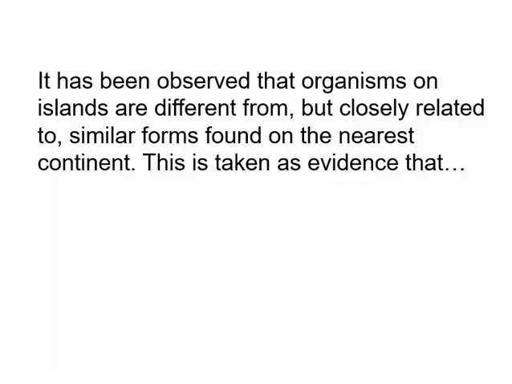All right, so it's been observed that organisms on islands are different from, but closely related to, forms on a continent. What is this evidence for? Right, this is evidence of common ancestry. The islands might have been colonized from the continent, and that means that they have a common ancestor. But what's existing today, those are the organisms that are derived from that original ancestor, right? It's not that the one on the continent is currently the ancestor of the organisms on the island. They just share a common ancestry.